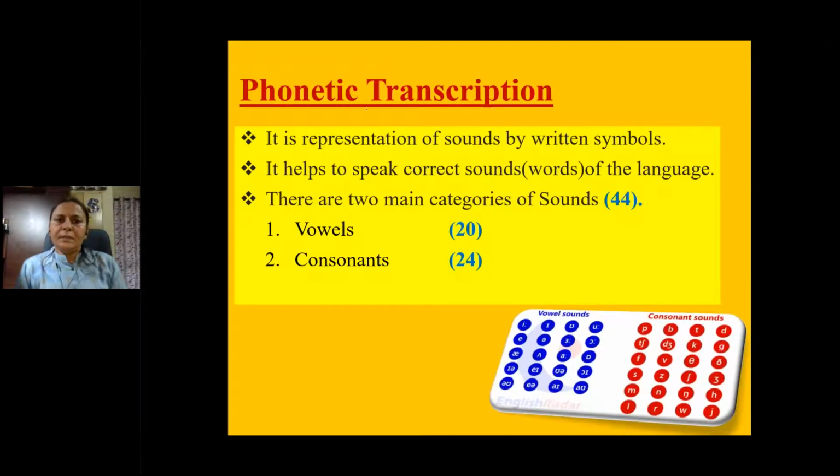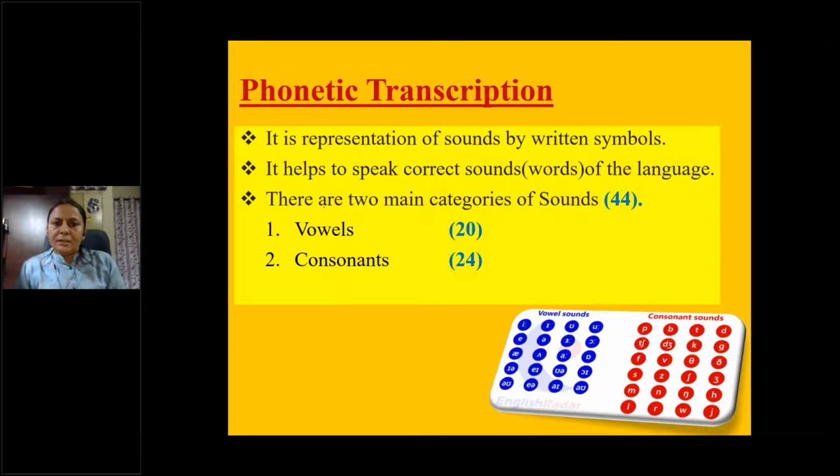Now, what is phonetic transcription? As I mentioned earlier, the IPA has given us the standard sounds of English. Those sounds can be transcribed, and that transcription can be taught and learned. This is how one can improve the pronunciation part, or the spoken aspect, of the English language. It is a representation of sounds by written symbols. It helps to speak the correct sounds of the language. If one can identify the phonetic transcription of a word, one can easily correct his or her pronunciation of that sound. So that is also phonetic transcription.